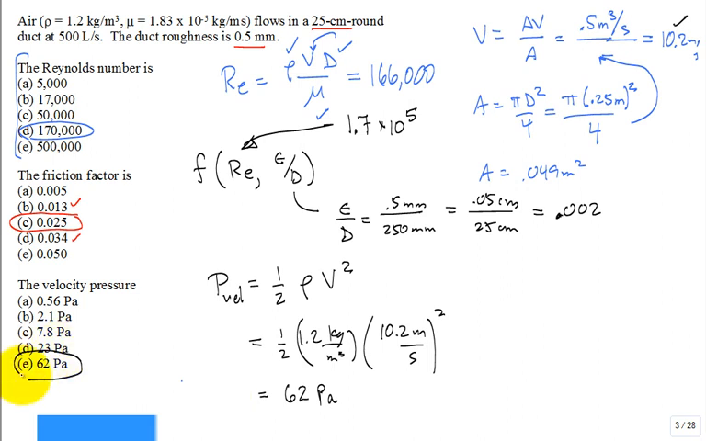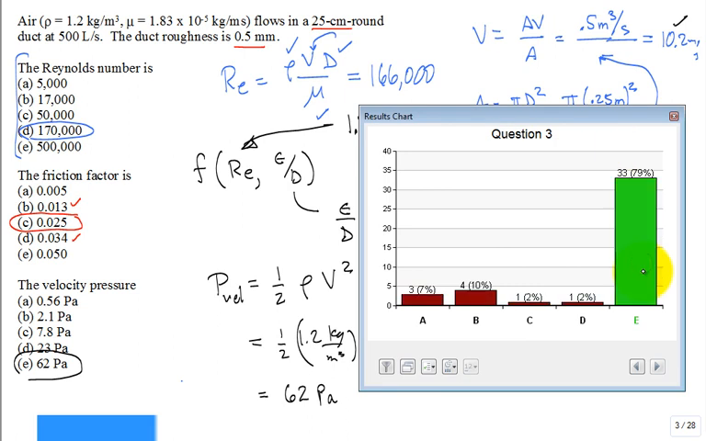Do you agree? Let's take a look at the results. Wow, we're doing good. Can you remember some of these numbers for the next slide? Yeah. All right, we continue to build.